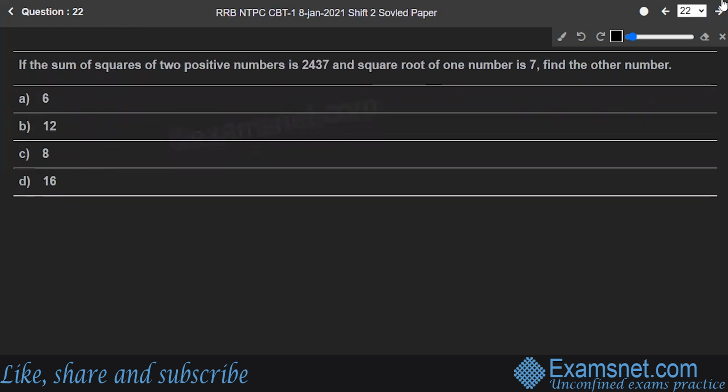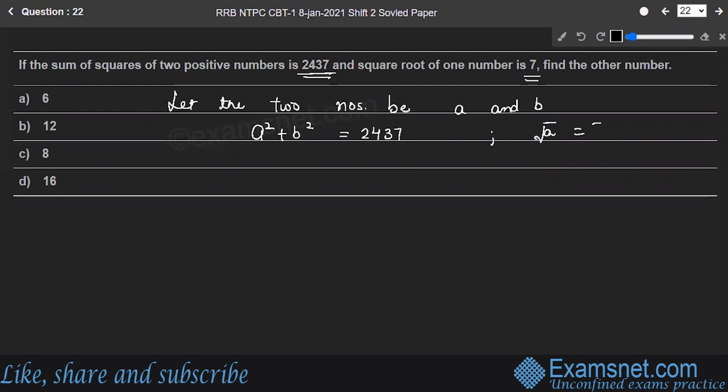If the sum of squares of two positive numbers is 2437, and the square root of one is 7, then you have to find out the other number. It is said the sum of squares of two positive numbers is this much. So first thing, I'll say let the two numbers be A and B. The sum of the squares of the two numbers is equal to 2437. Also, you are given that the square root of one of the numbers is equal to 7.